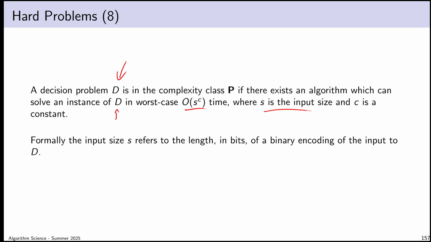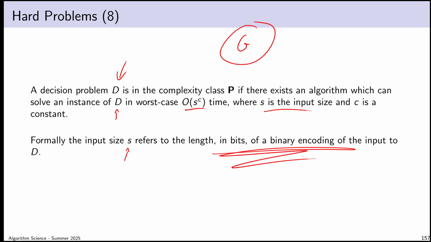Now formally, and I will actually adopt this formalism here, even though we could get around it, when we talk about the size of the input, let's assume that the size S refers to the length in bits of a binary encoding of the input. So if I say the input is a graph, the size is going to be the size of some representation of the graph encoded in binary. For example, I could represent the graph by an adjacency list and then represent that adjacency list as an array encoded in binary, or an adjacency matrix or something.